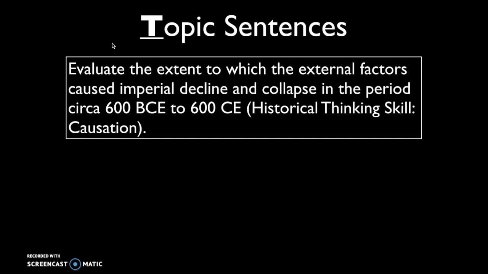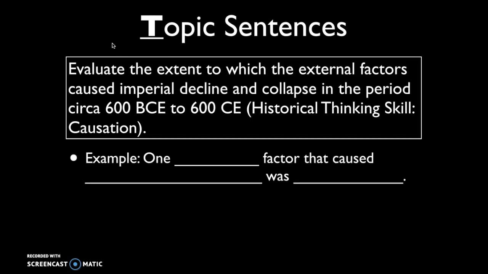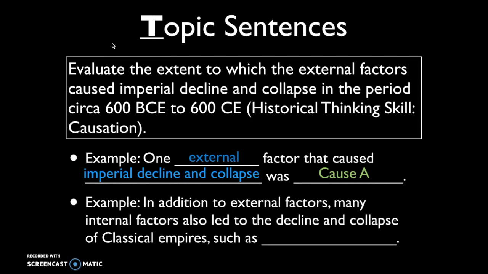Now look at this prompt. Evaluate the extent to which the external factors caused imperial decline and collapse in the period circa 600 BCE to 600 CE. Now if we have our template in our mind, we could say, all right, well, 1, in this case they're asking about external factors. So 1 external factor that caused imperial decline and collapse was cause A. Whatever that cause is, be it maybe the spread of diseases or the invasion by pastoral or nomadic peoples.